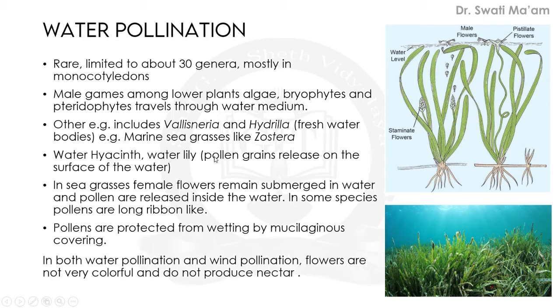Here the pollen grains are released on the surface of water. So on the surface of water the pollination takes place. So students, we were discussing Vallisneria and sea grasses. First of all, we'll discuss Vallisneria.